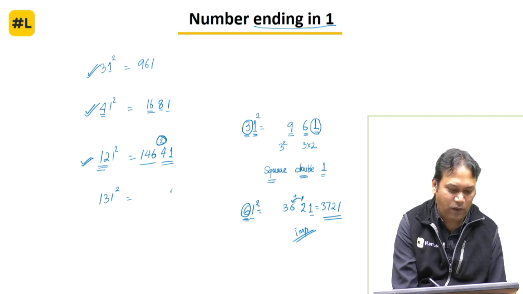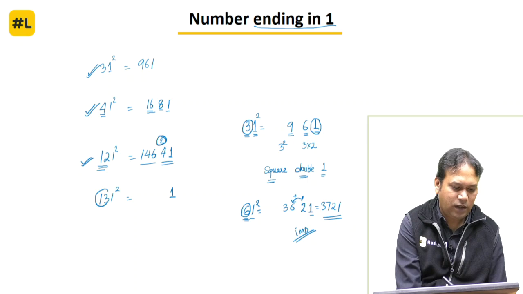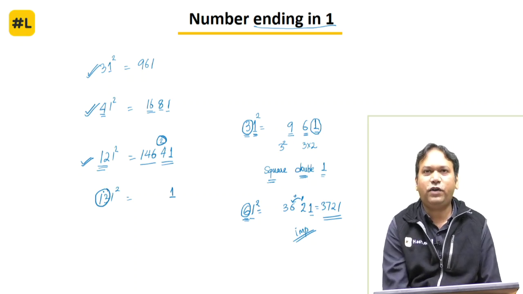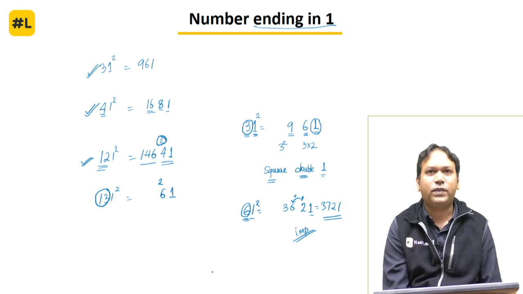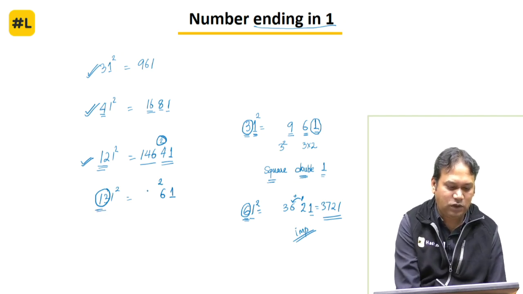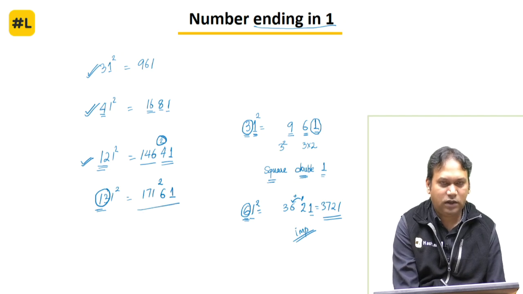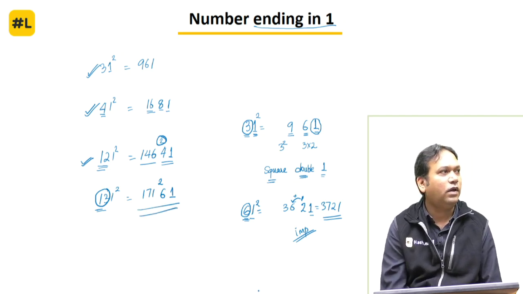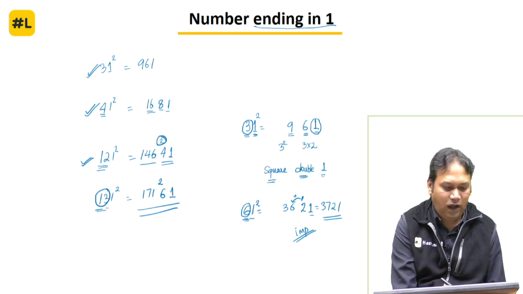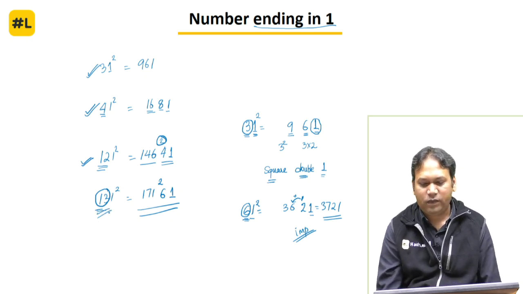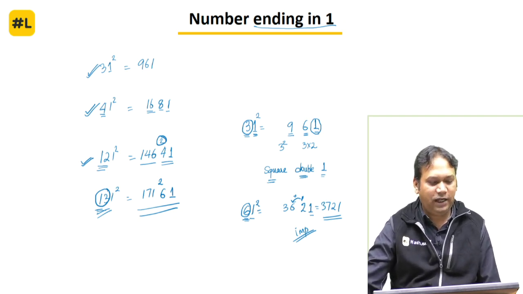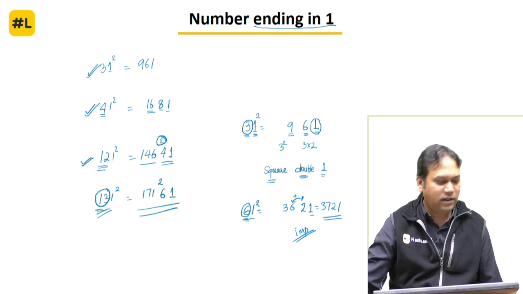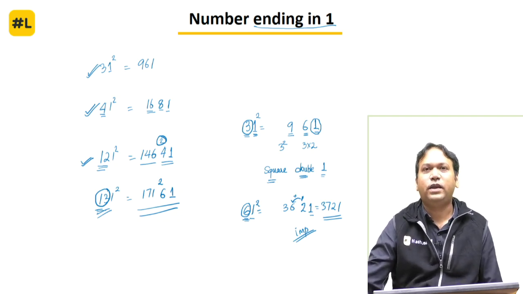Similarly 131 square, 1, 13. What is the double of 13? 26. 2 goes here. 13 square, 169 plus 2, 171. So this covers for you the answer for 131. Okay, so now we have seen the technique for numbers ending in 1. This is Aditya, the answer 14641 is correct, right?